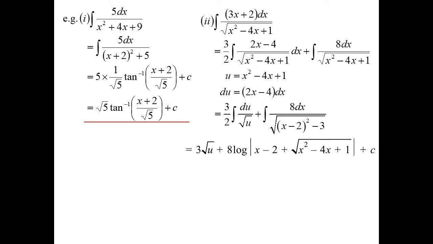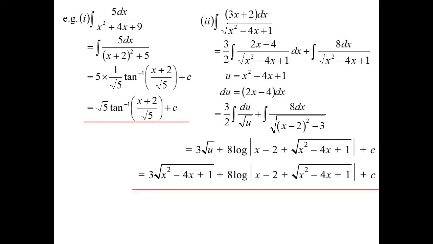But then 8 log, remember it was x, but in this case x minus 2, plus, and the square root stays the same as the square root. So I've got x squared minus 4x plus 1, sub the u back in. There's our answer for that particular integral. This time we're going to do something a little bit different.